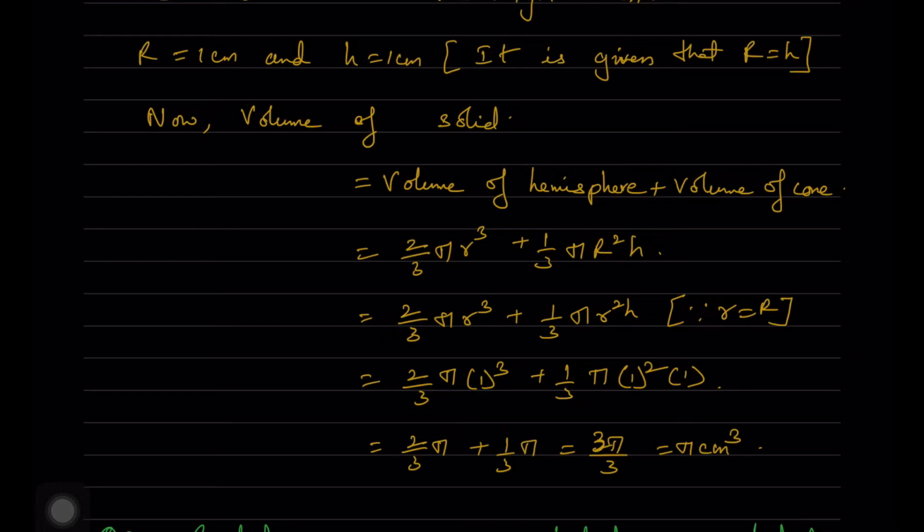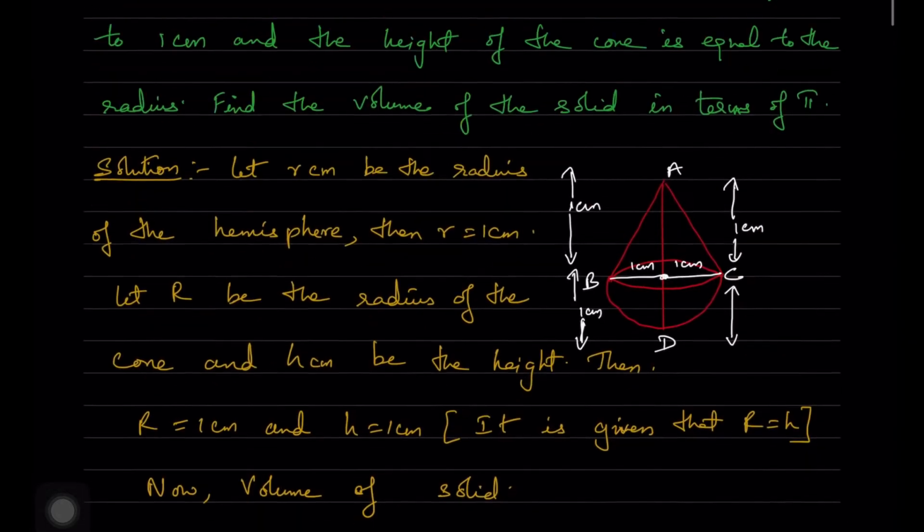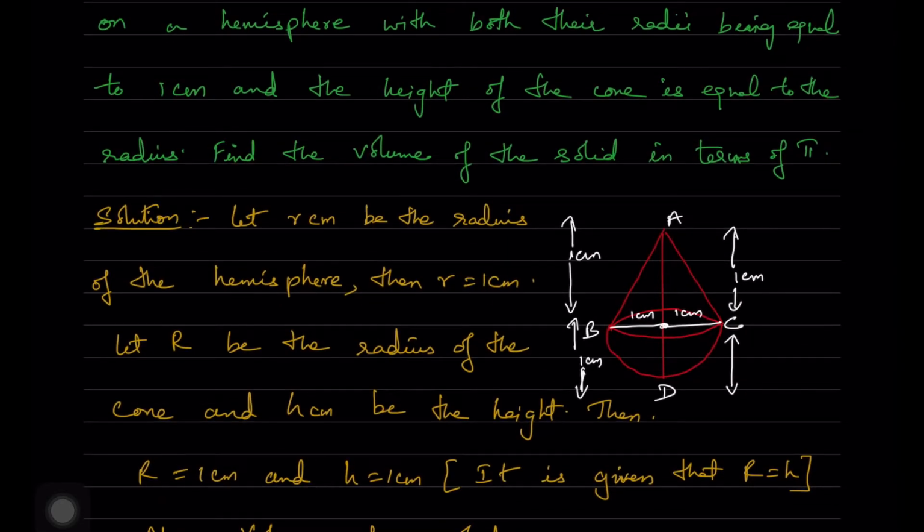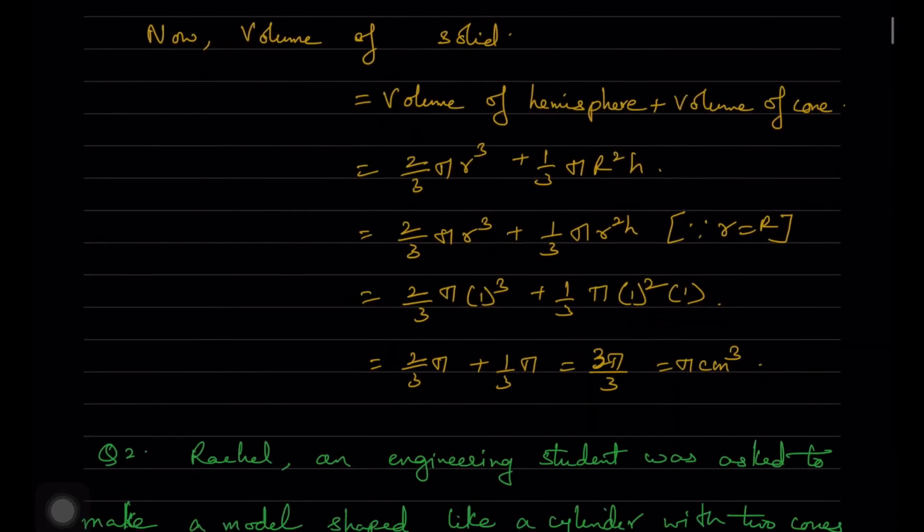So 2 by 3 pi plus 1 by 3 pi, which is equal to, if you take LCM, 3 pi by 3, which is equal to pi centimeter cube. That is the answer we are getting, because we have to find the volume of the solid in terms of pi. So we got it as pi centimeter cube.